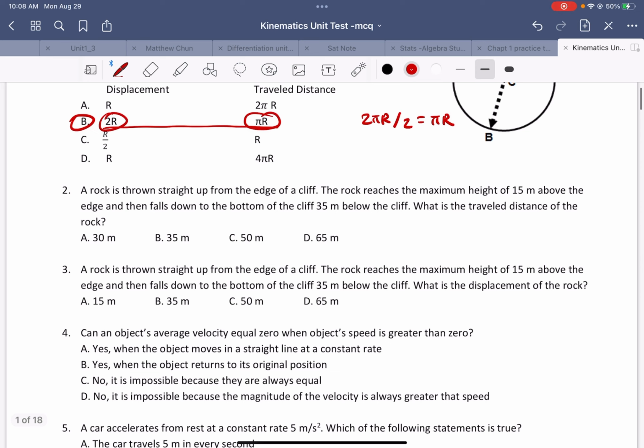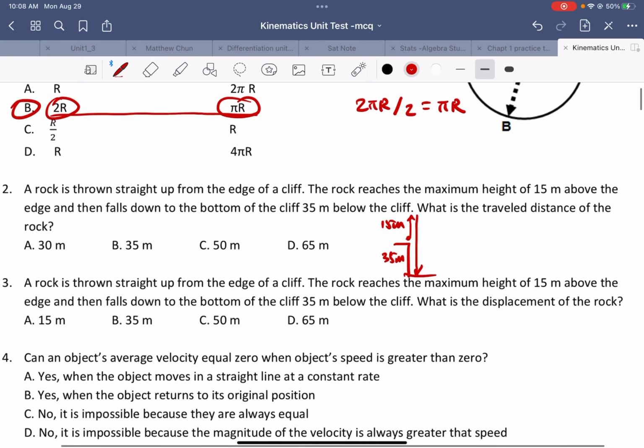Number 2, a rock is thrown straight up from the edge of a cliff. So let's draw the diagram. There's a cliff like that, and then you throw a rock straight up. Okay, and the rock reaches a maximum height of 15 meters above the edge. So that's 15 meters right here. And then it falls down to the bottom of the cliff, 35 meters below the cliff. So that means that this is 35 meters. Okay, so it falls back down to here.